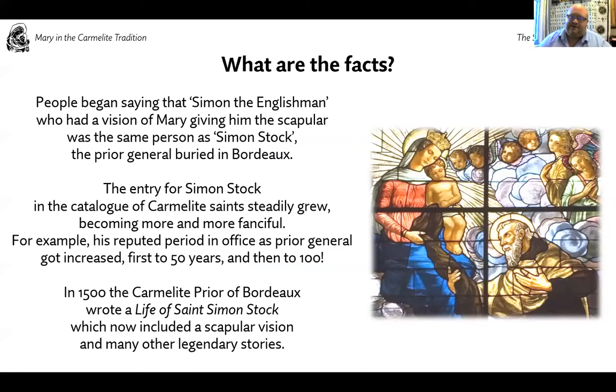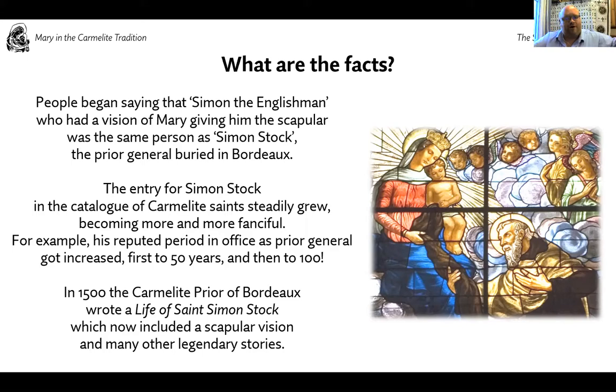And as happens, particularly in the Middle Ages, they had a different concept of truth. And what mattered to them often was the bigger spiritual truth, not the literal historical truth. And the entries in this catalogue of Carmelite saints about Simon Stock began to be more and more fanciful. So originally, he was described as prior general for 50 years. Some scribe writing later says, let's make it 100. He was prior general for 100 years. I don't think we've ever had a prior general for 100 years. I think they'd have resigned before they had been in office for 100 years.